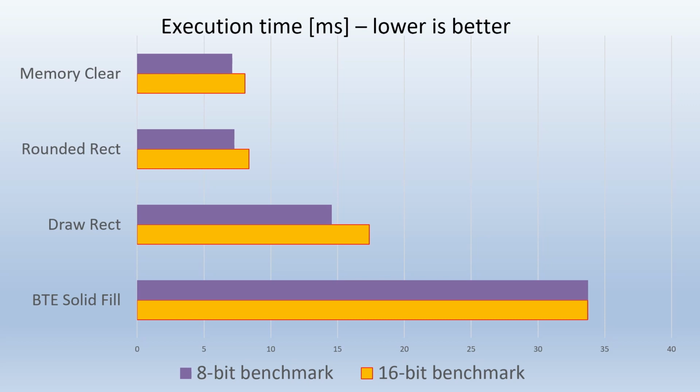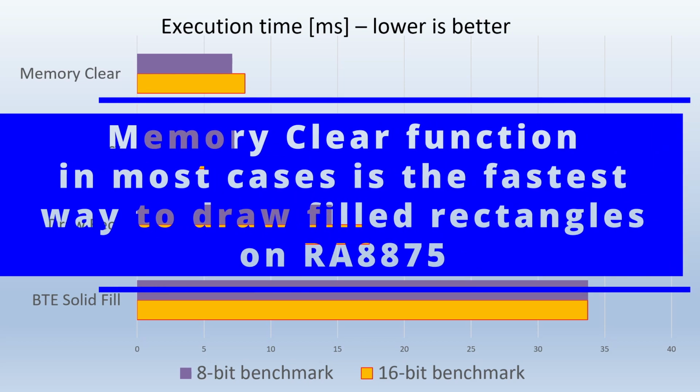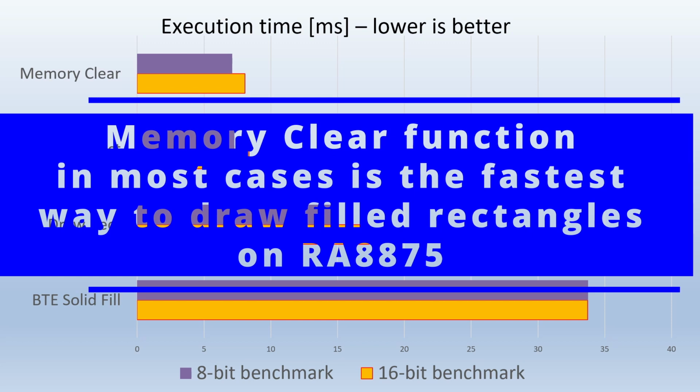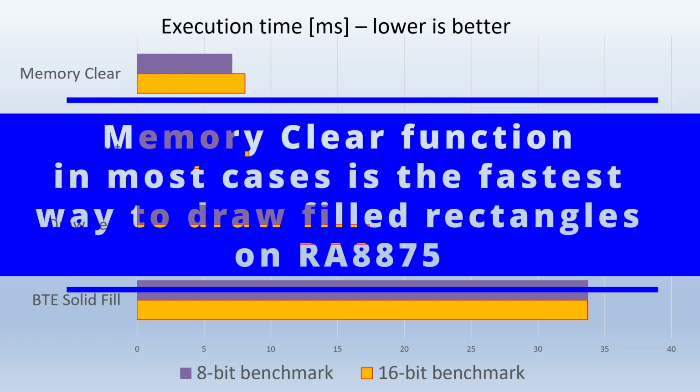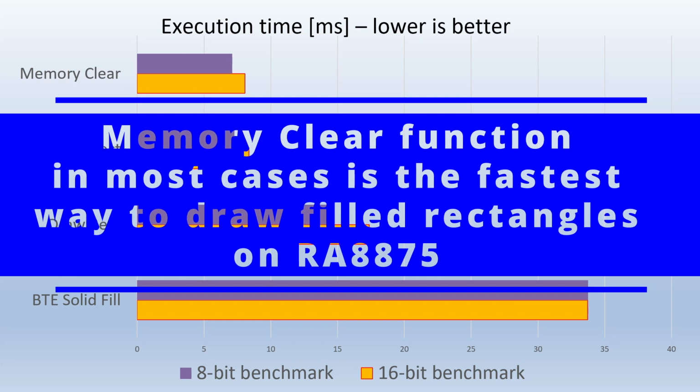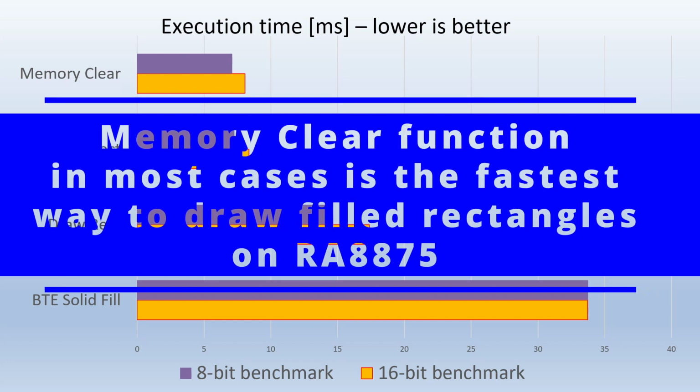So the conclusion is that if you want to squeeze all the performance from the RA8875, you should use the memory clear function or the square of circle corner function, as mentioned by one of my viewers. So thanks for this hint.